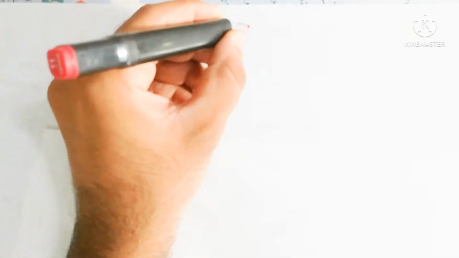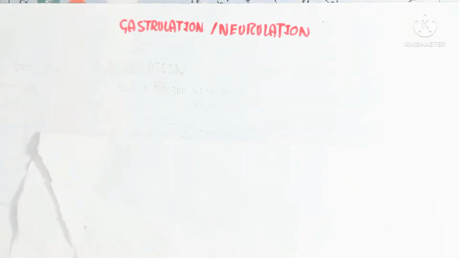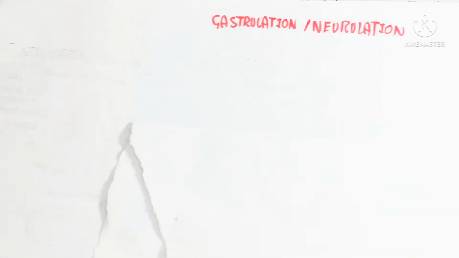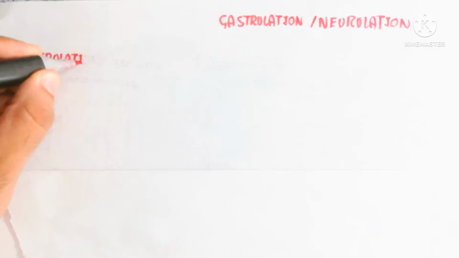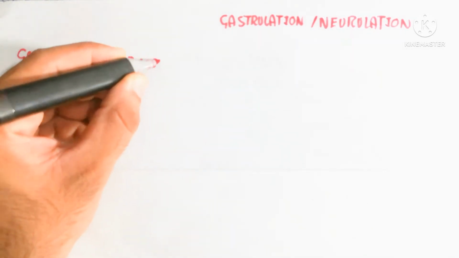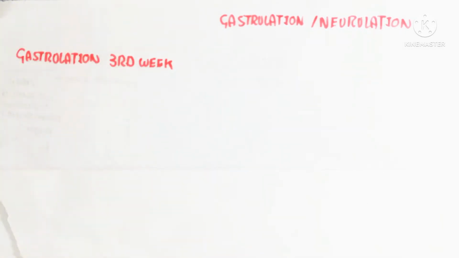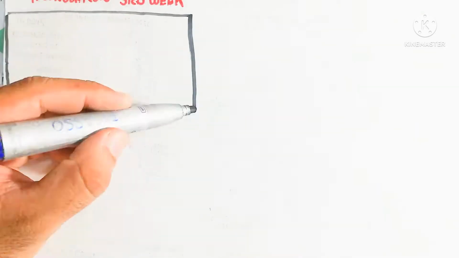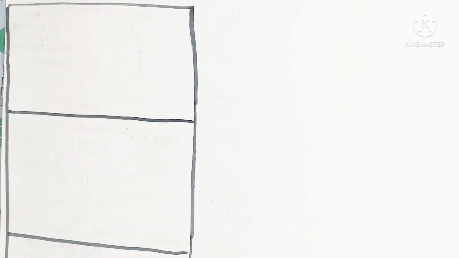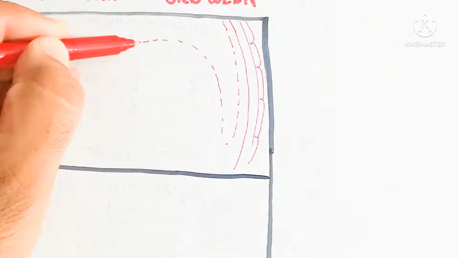Hello, in this video we will discuss gastrulation and neurulation. At the end of the video we will discuss embryonic folding in the 4th week. First, gastrulation in the 3rd week, which involves the first 14 days. After the 14 days, the process known as gastrulation begins.